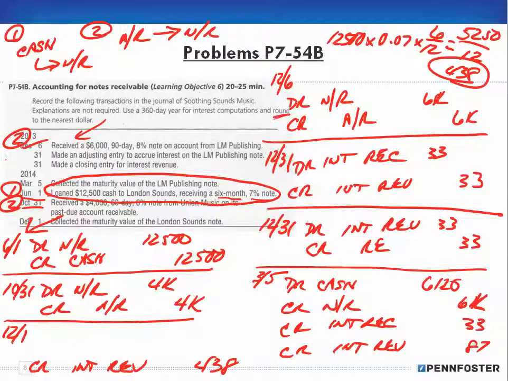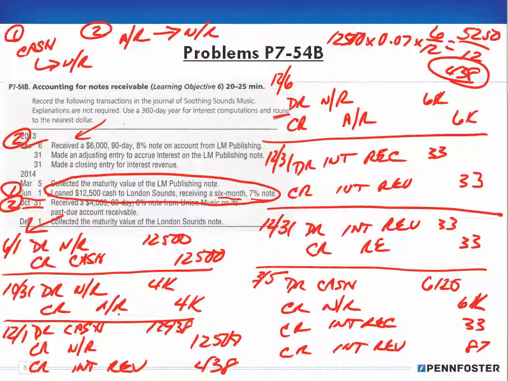But anyway, we're looking at 438 for the interest, and we're going to credit our note receivable, because we have to offset that for the 12,500, and we debit our cash for the $12,938. Okay. So that's how much cash London is going to give us for the note. So that's it for this problem.